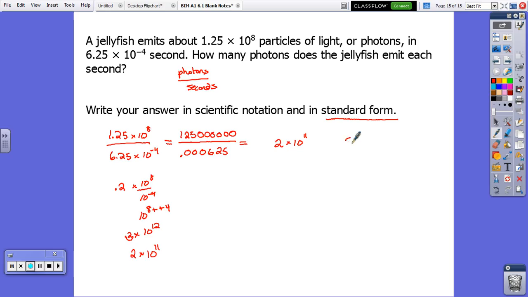And then in standard form, that's going to be 2. And then we're going to move the decimal to the right 11 places. So we're going to have 1, 2, 3, 4, 5, 6, 7, 8, 9, 10, 11 zeros. So we are saying that, get all of our comments in there correctly. All right, the jellyfish emits 200 billion photons of light each second.